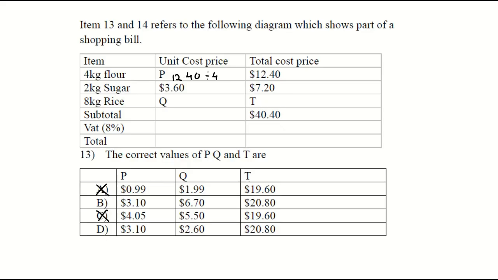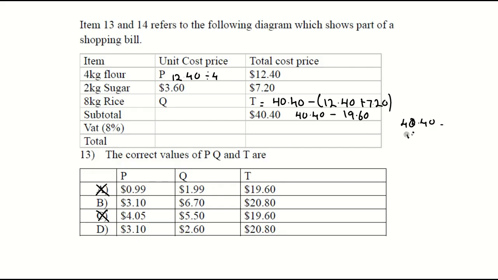Now the first thing we can do is find T. $40.40 is calculated by adding $12.40 plus $7.20 plus T. So if I want to find T, it would be equal to $40.40 subtract the combination of these two, which is $19.60. Let's subtract it.